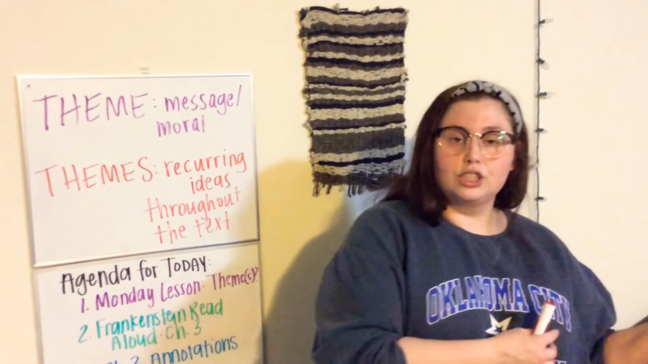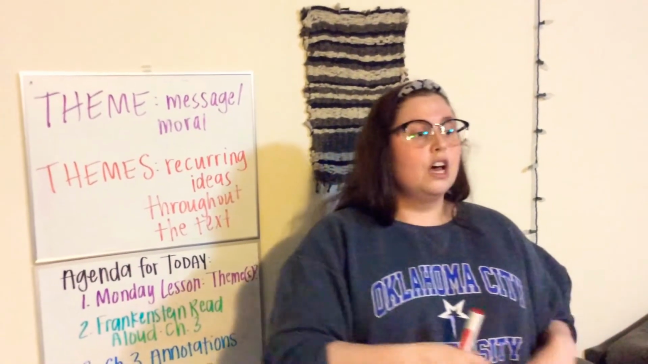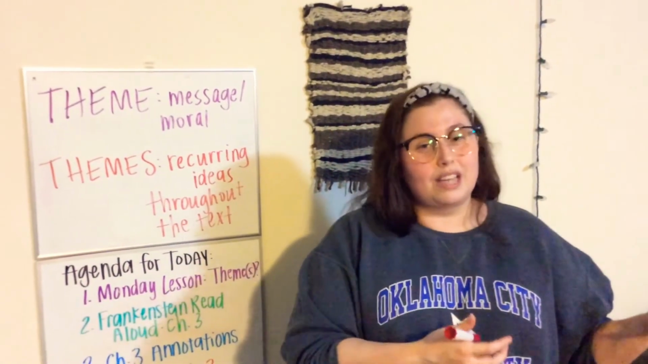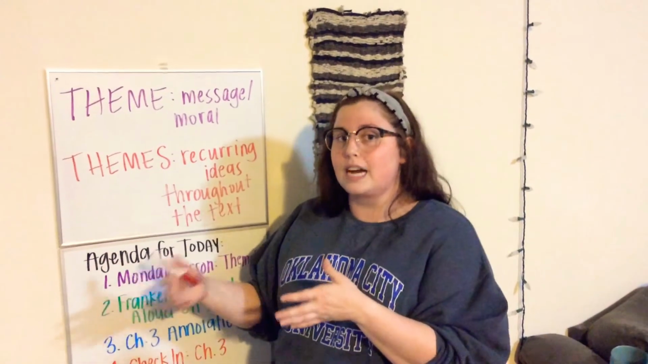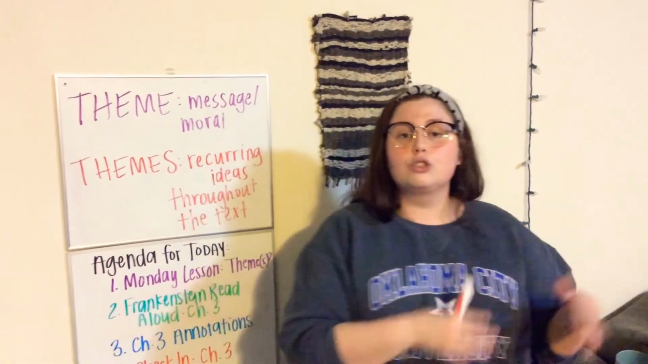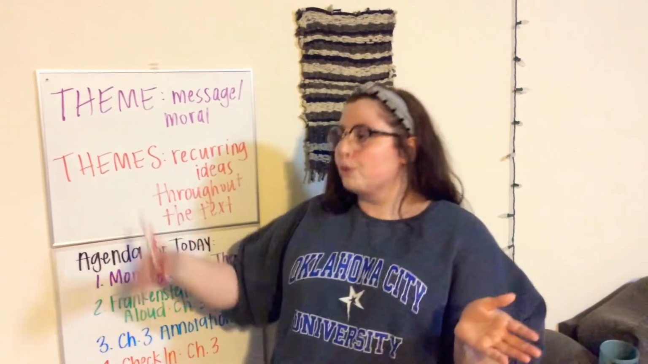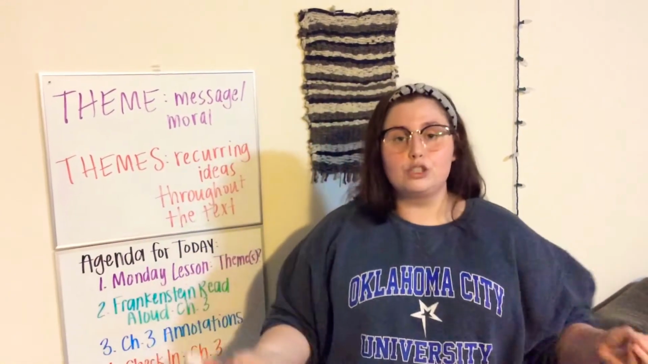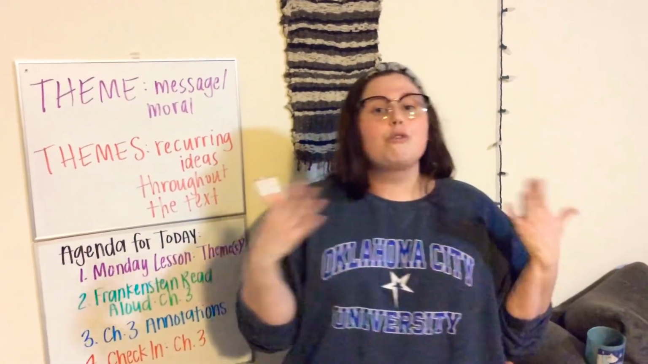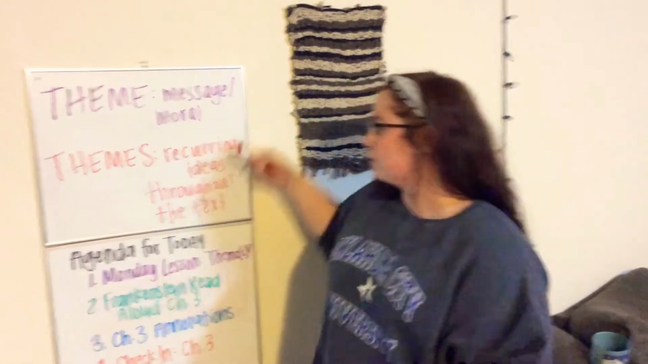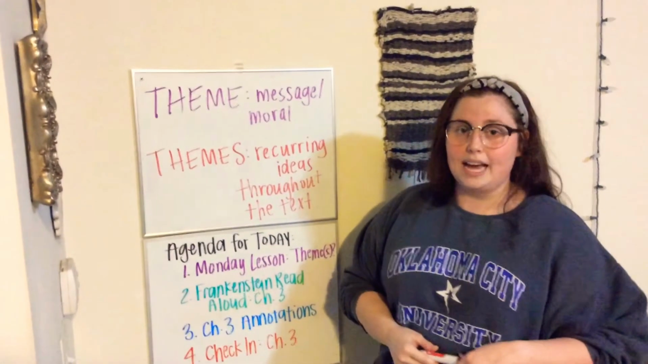In the beginning, she's going to talk about Robert Walton's fascination or obsession with science. And she's going to use that later to talk about Victor Frankenstein's obsession with science. So she's going to use these ideas throughout the text to make them really strong. So when you finish the book and you think back to it, you think about these themes, okay? These recurring ideas that come throughout the text.